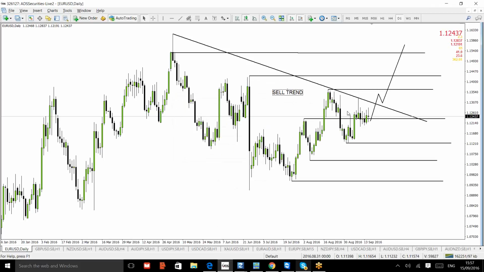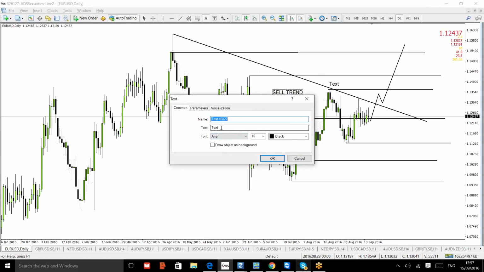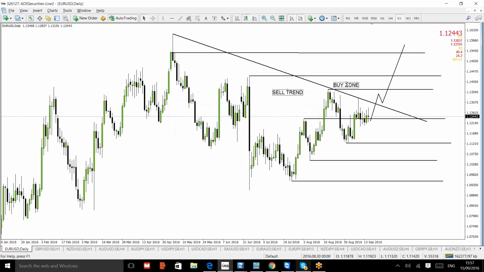Under this, it's a sell trend. Above this is a buy zone, as simple as that. Make sense? Yes, obviously. But remember, we are identifying the zones of our trading. How would I say, if the price is in a buy zone or a sell zone?